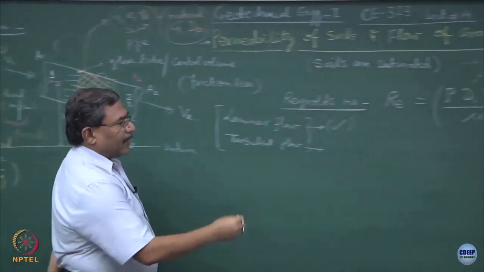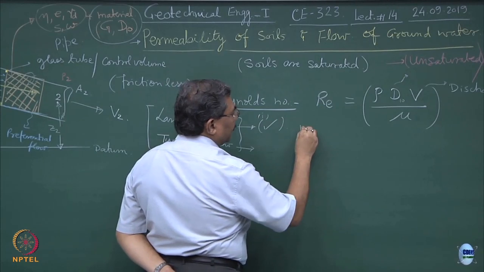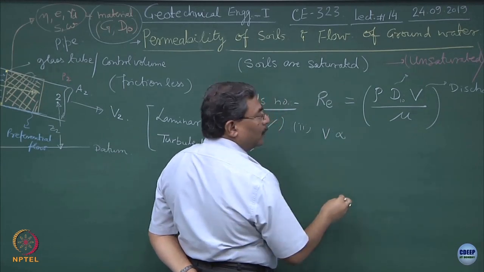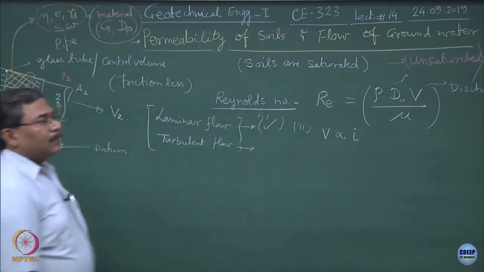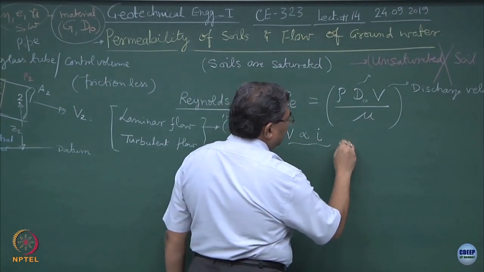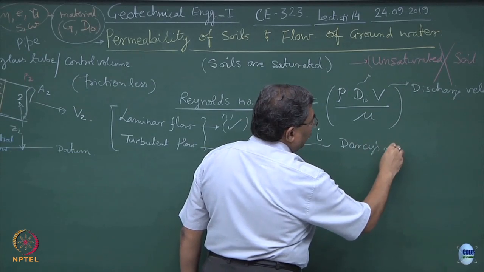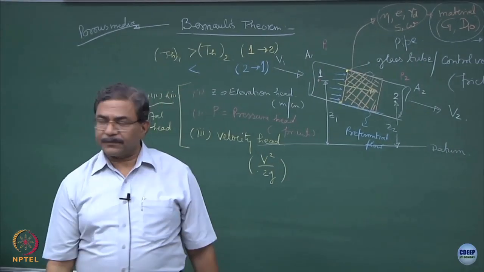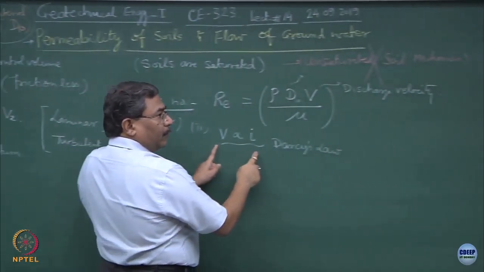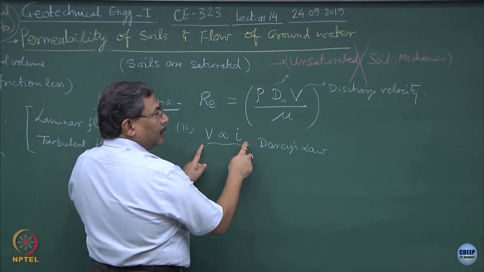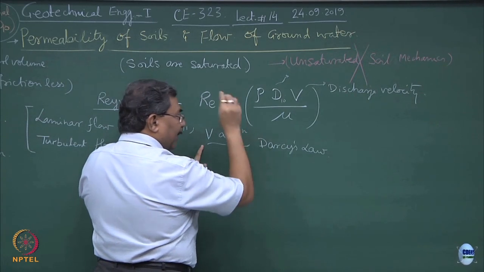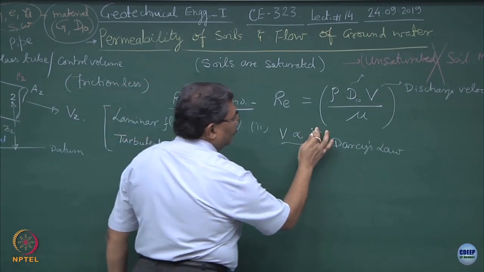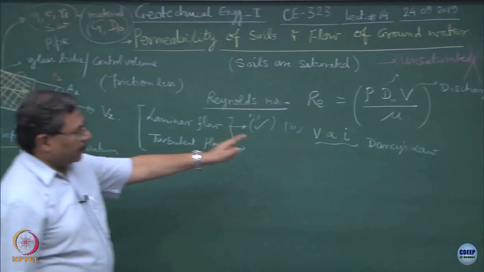Another characteristic of this type of flow would be, so this is the first condition. The second condition would be the velocity of fluid is proportional to i. And this is what is known as Darcy's law. So Darcy's law is used normally for defining the flow through the porous media. All right, it's a linearity. V is proportional to i, and if I say in generalized form i to the power n, this becomes a turbulent or non-linear, non-laminar flow. So I will use this i here. This is Darcy's law, V is proportional to i.